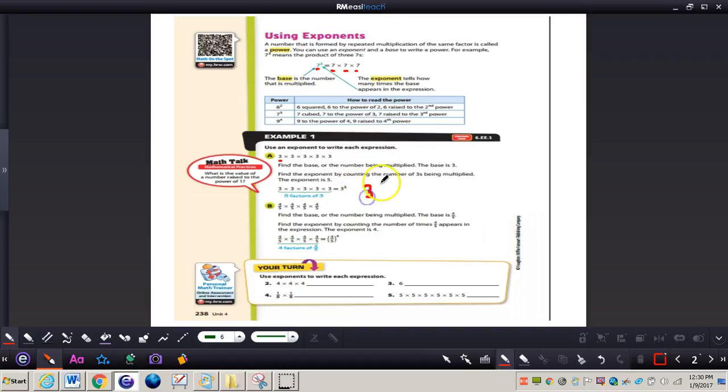3 is the base to the power of 5 as the exponent. Now let's take a look at letter B, something a little bit different. We have 4/5 times 4/5 times 4/5 times 4/5.